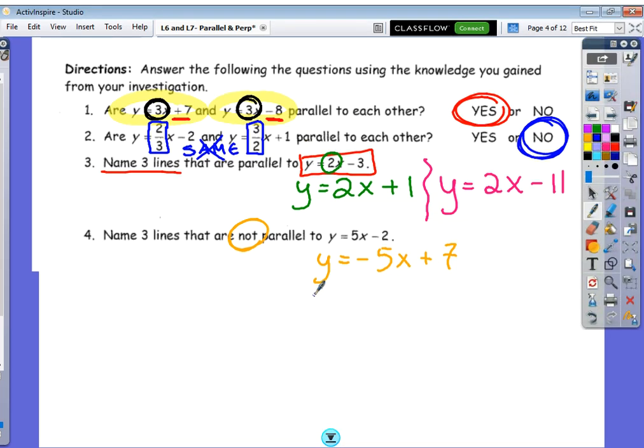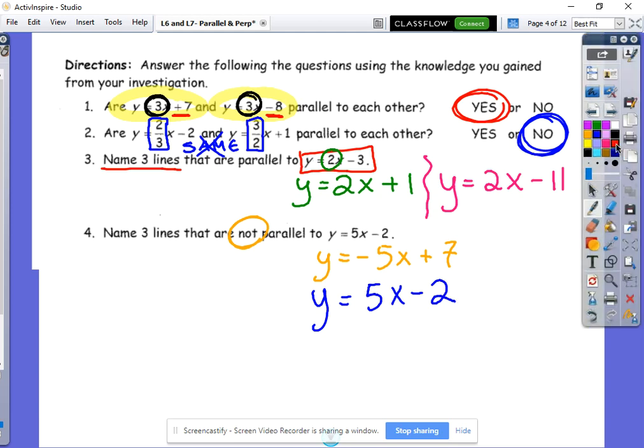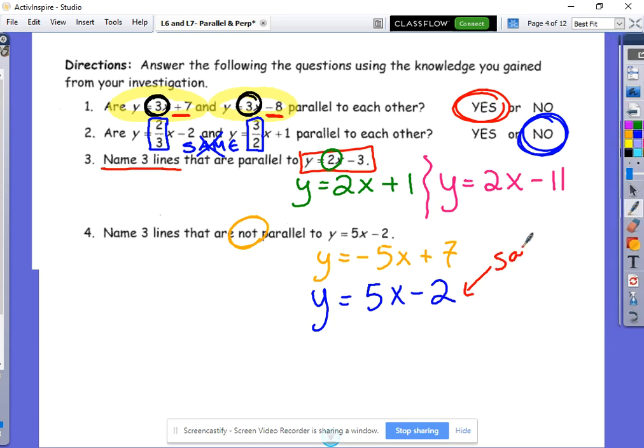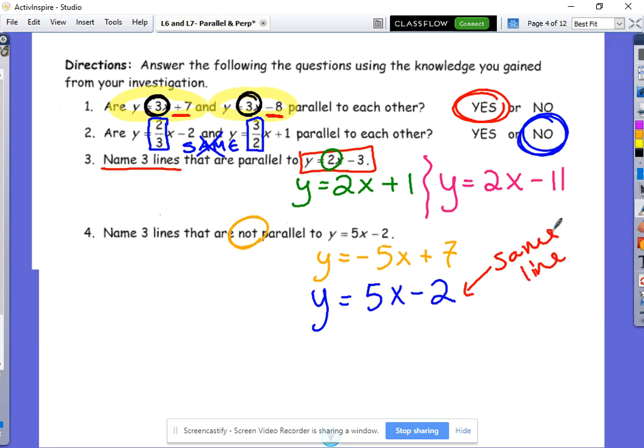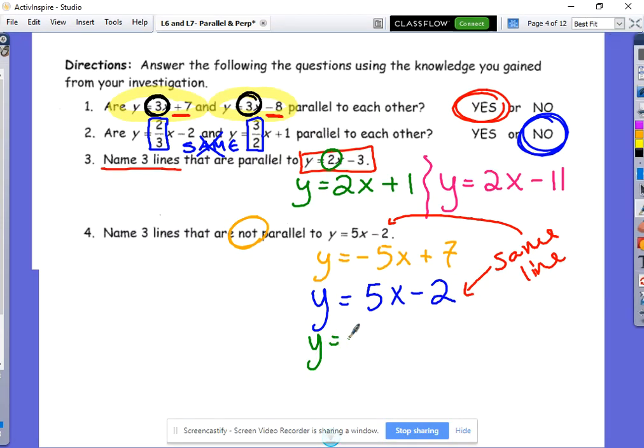What about this one? This is kind of a trick question. What about y equals 5x minus 2? It does have the same slope, but it's still not actually parallel. The reason why is because hopefully you recognize that's the same line. That right there is actually the same exact equation. So that's technically not parallel either because it's actually the same exact line. Can't be parallel to it if it's actually yourself. Another example of one that would not be parallel might be anything like negative 4x plus 1. Not parallel. Lots of different examples of something that's not parallel.